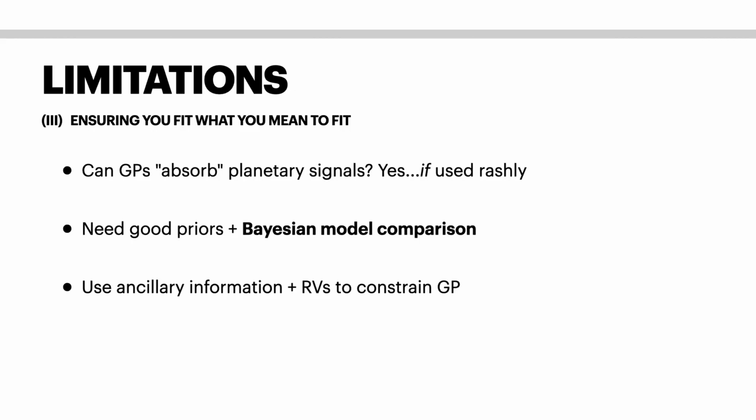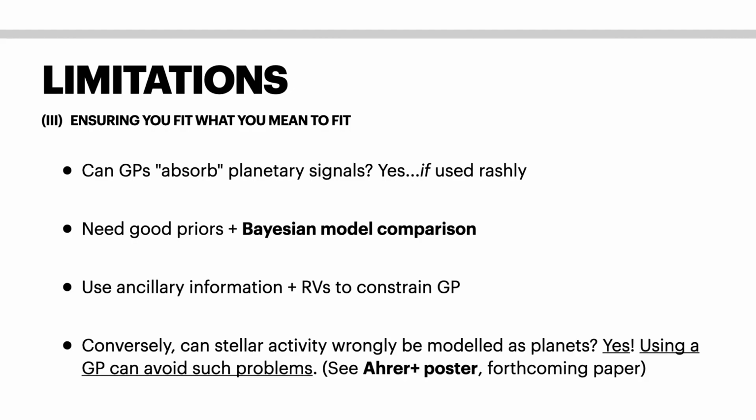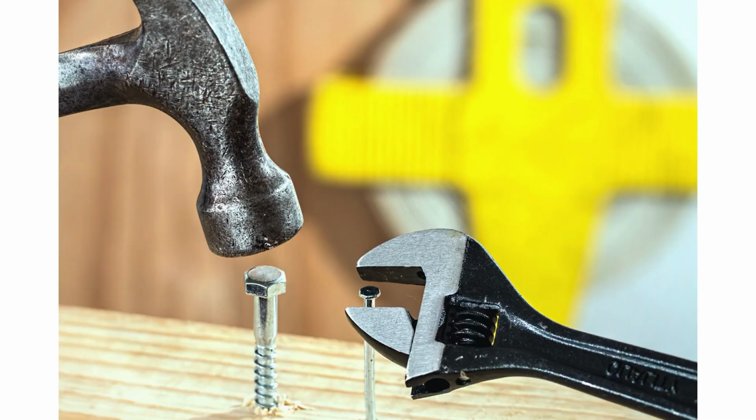A complementary solution we saw earlier would be to use as much available information as possible, apart from just RVs, to constrain the GP. And finally, worrying that a GP will eat your planet is a valid concern, but there's an equally important danger, which is the converse of this. Namely that if you don't model nuisance signals properly, say with a GP, you could conclude that you have more planets than are really there, or you could infer completely incorrect parameters for genuine planets. My collaborator, Eva Maria Ara, should have a poster at the workshop showing exactly this problem on some real data.